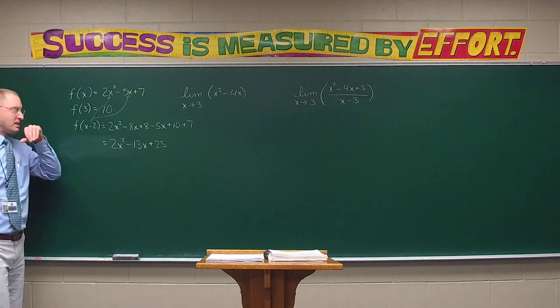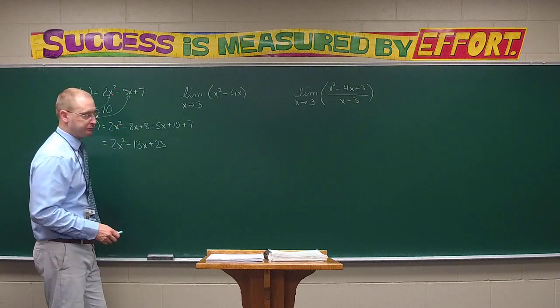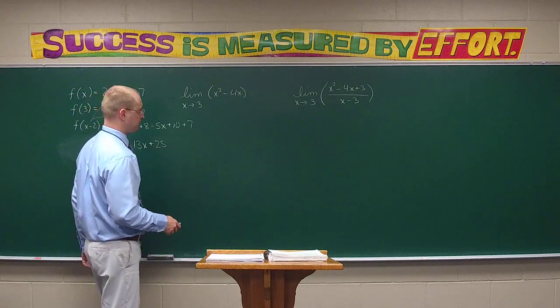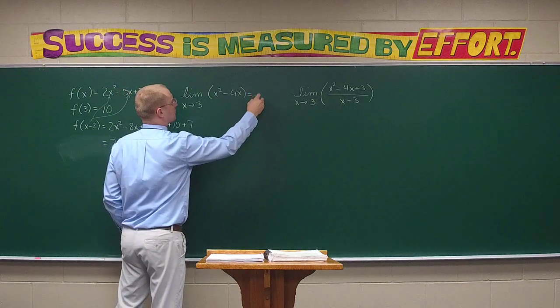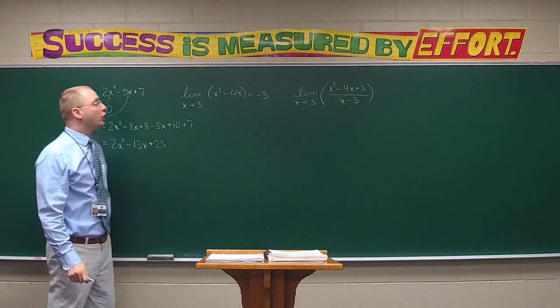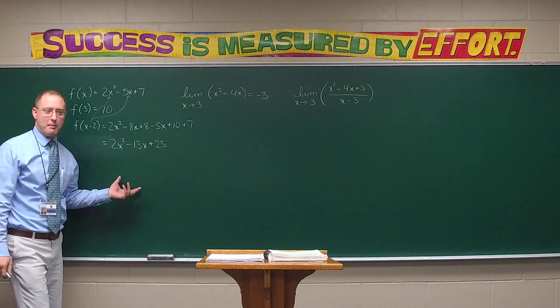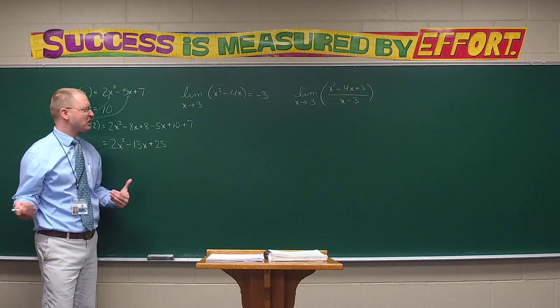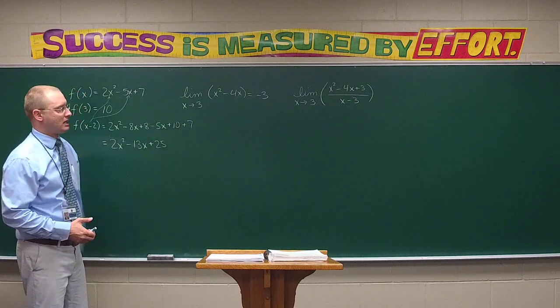For this next one, we have a limit. As x approaches 3 of x squared minus 4x, what should I do here, Jamie? Plug in the 3 and get 9, and then plug in there and get negative 12, so it'll be negative 3. Yeah, just plug it in. Could we use the limiting process? Sure, but we don't want to, right? I mean, we understand how the limiting process works, which is good. We don't have to. We're lazy. Just plug it in and get negative 3.